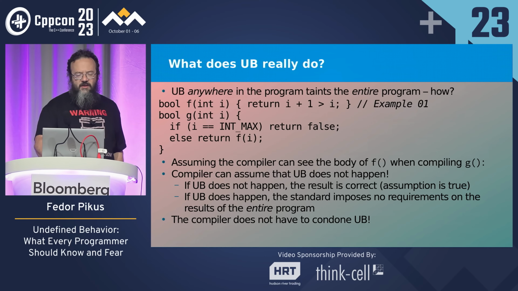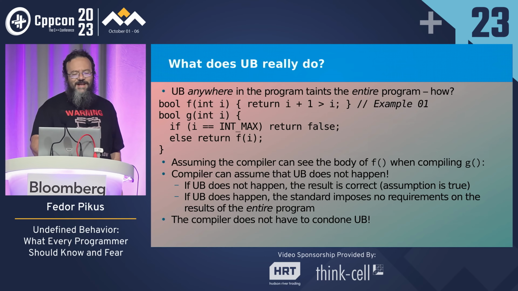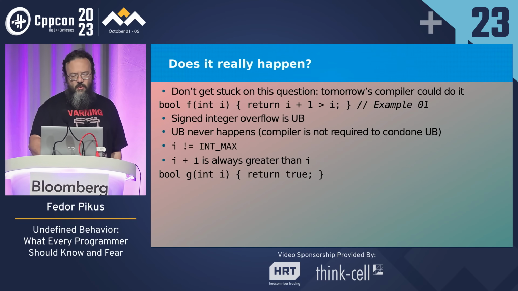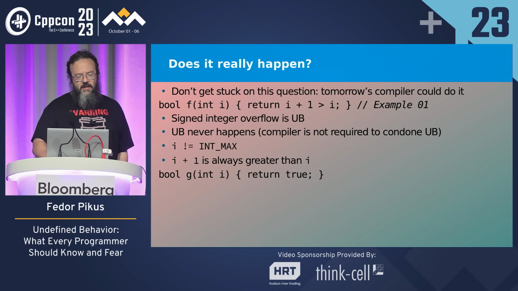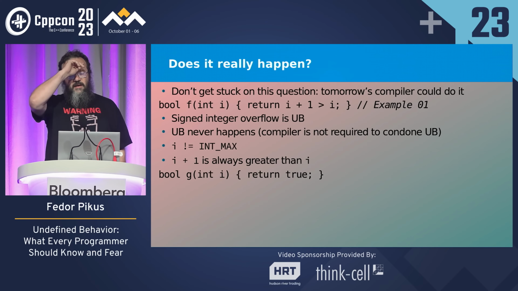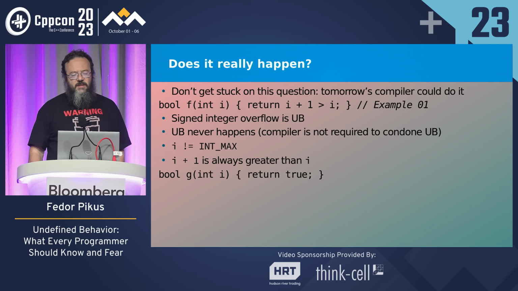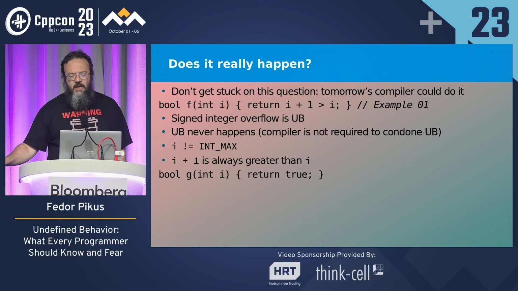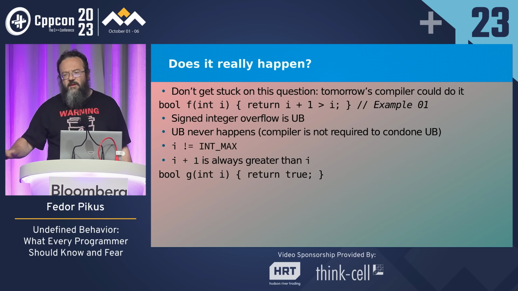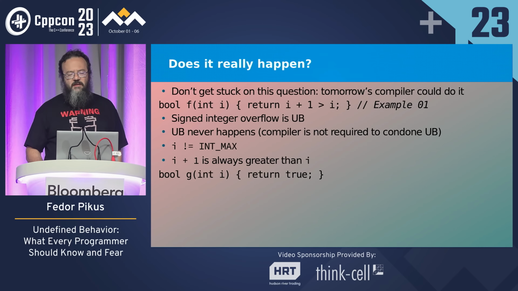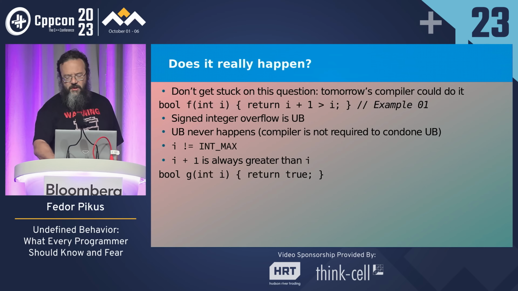What do today's compilers actually do? I haven't found any compiler that would do this optimization all the way through, but they do half of it. So here is our first function, f of i. Signed integer overflow is undefined behavior according to the standard. Undefined behavior never happens in a correct program. And incorrect programs, well, the compiler doesn't care about incorrect programs. Therefore, it's perfectly valid to optimize this function to return true.